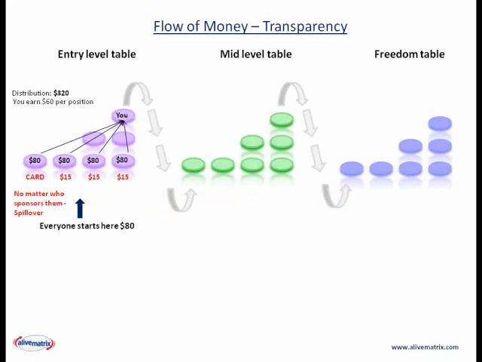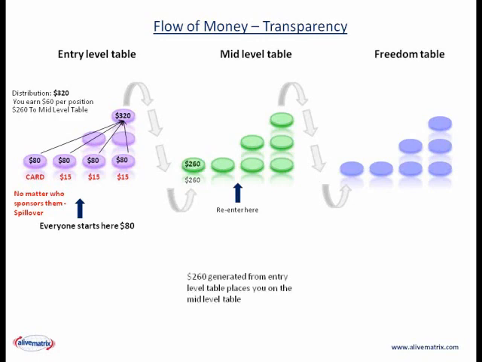So it doesn't matter how these people arrive there on the bottom. If you are on the gold position, you will see the money in your account. So now 320 minus 60 is $260. So in this case, when you advance to the mid-level table, you are actually carrying $260 with you. So now each position, bronze position on the mid-level table, is now worth $260.